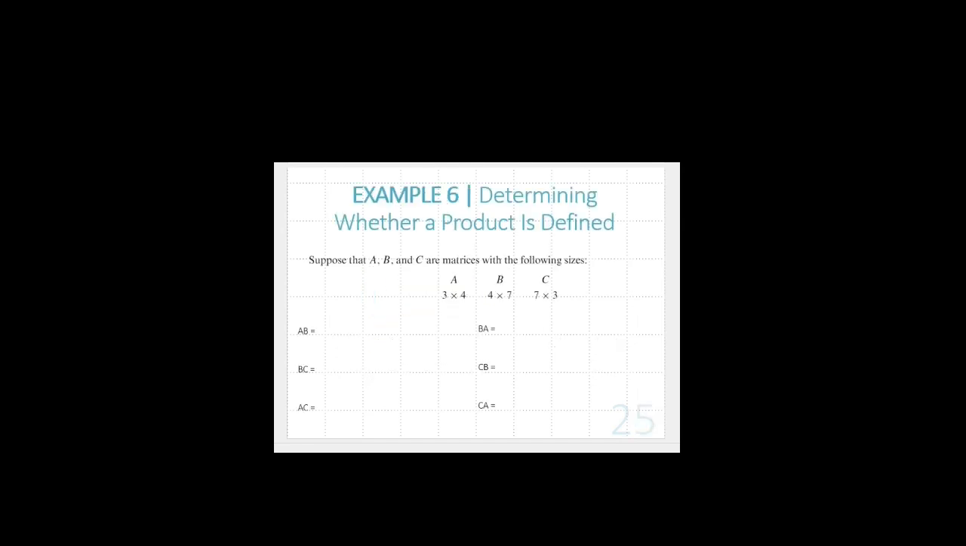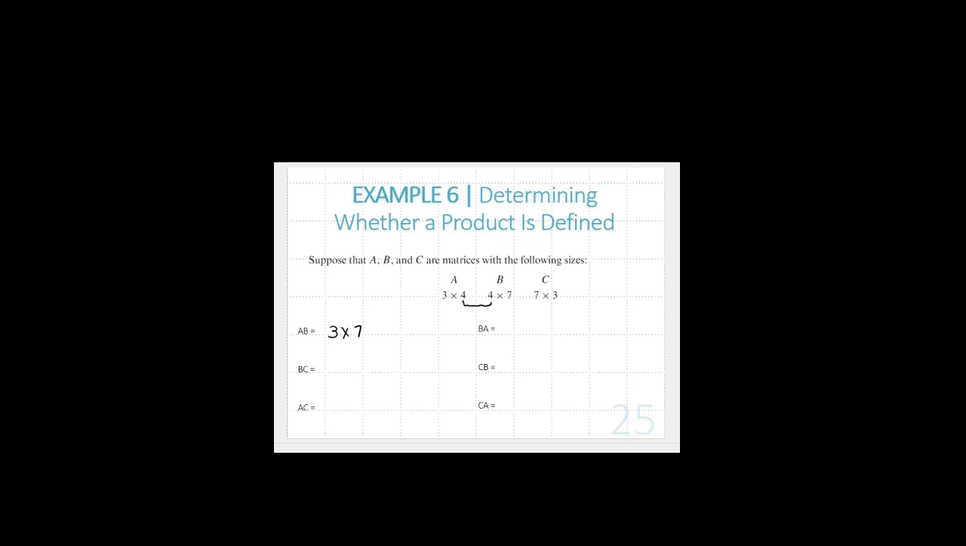So does everybody kind of see that? Okay, so we'll look at a problem really quick. Here, example 6, let's look at A and B. Is that going to be defined? Yes, it is, because look here. These two numbers are the same. It means it's going to be defined. Then what's its size going to be? It's going to be a 3 by 7.